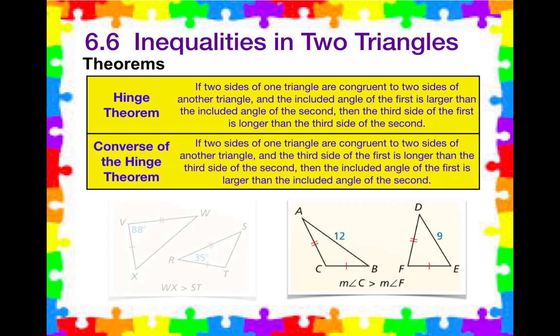We also have the converse of the hinge theorem. If two sides of a triangle are congruent to two sides of a second triangle, and the third side is longer than the third side of the second triangle, then the included angle of the first is larger than the included angle of the second. That's the converse. So the hinge theorem says something about the sides and the angle, and then concludes about the side. The converse says that we talk about all three sides, and we conclude with the angle.